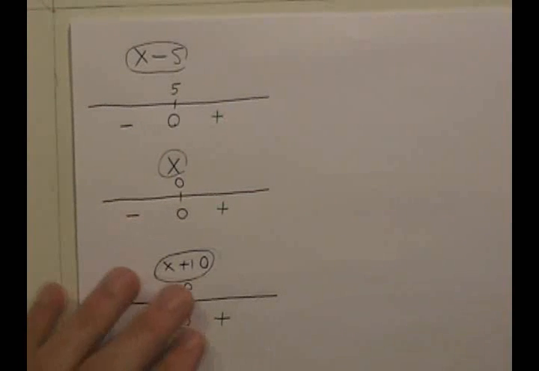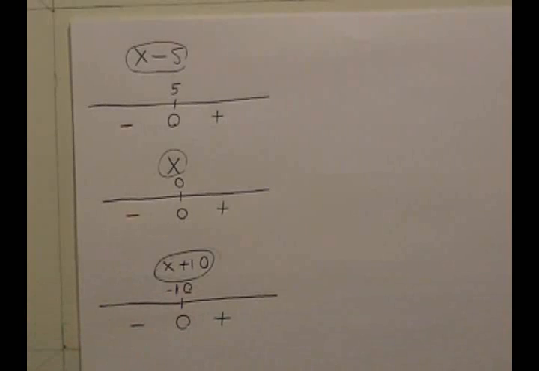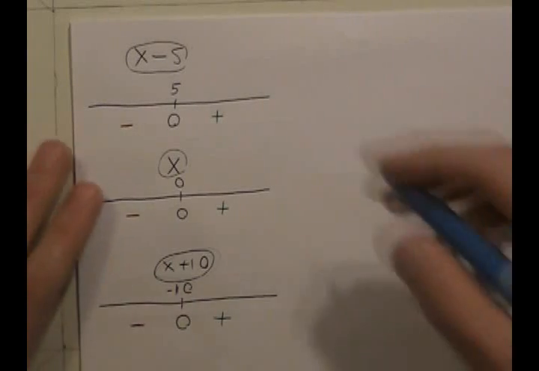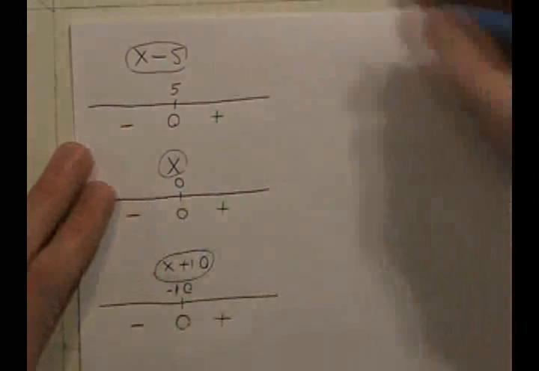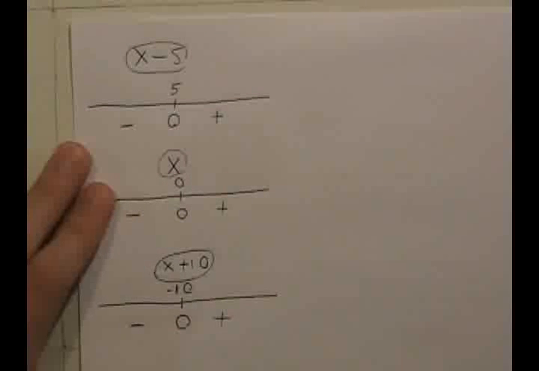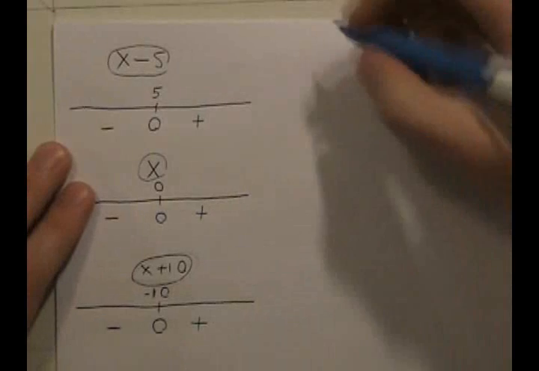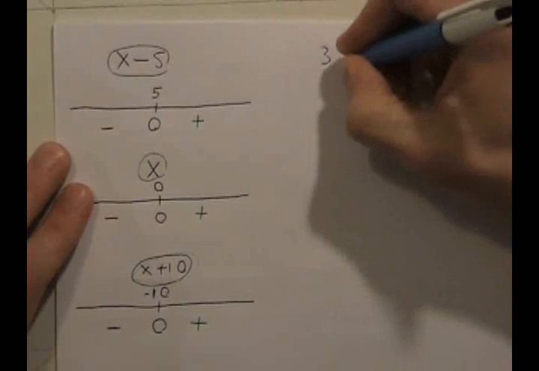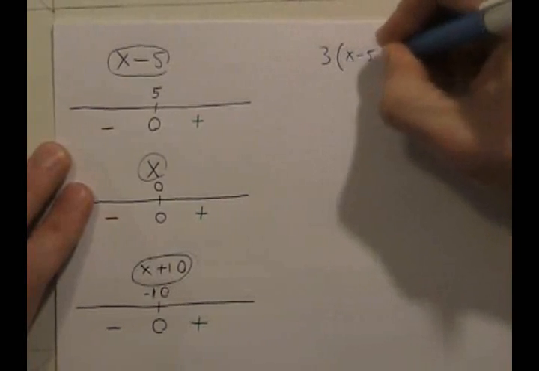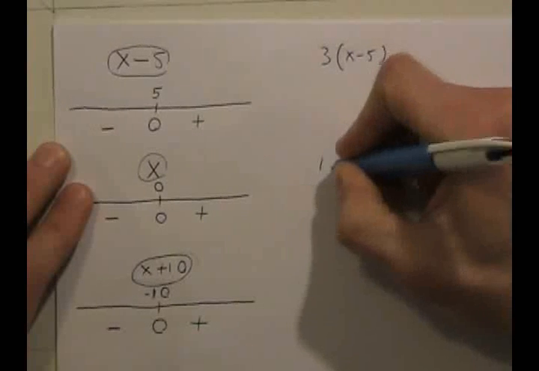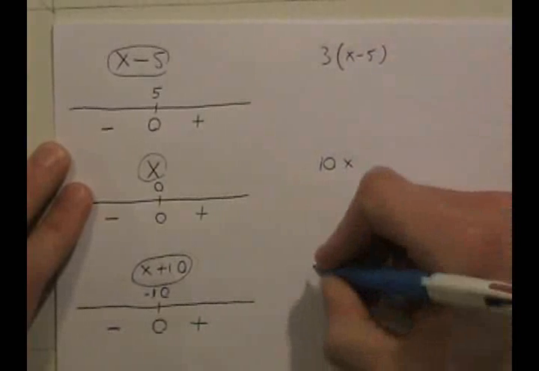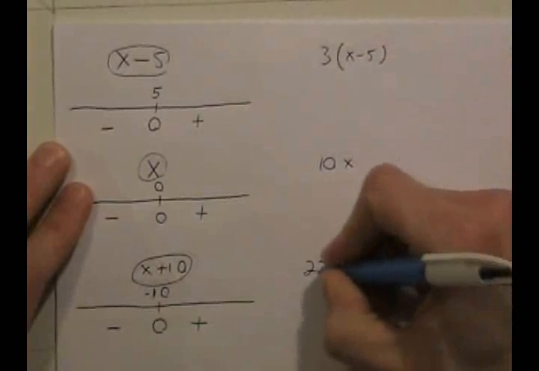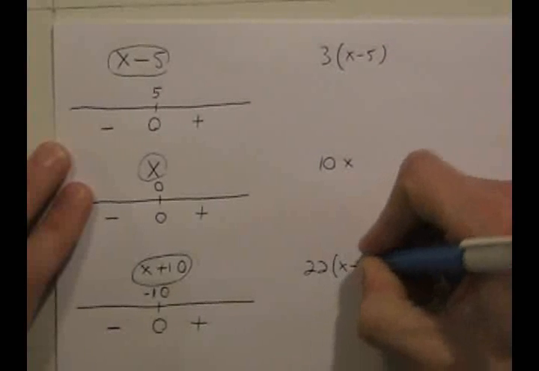Another thing that I want you to notice is that if I take any of these expressions, the x minus 5 or x or the x plus 10, and I multiply the entire thing by a positive constant, so let me just do that over here so you can see what I mean. If I had, say, 3 times x minus 5, or say 10x, or I could say 22 times the quantity x plus 10.